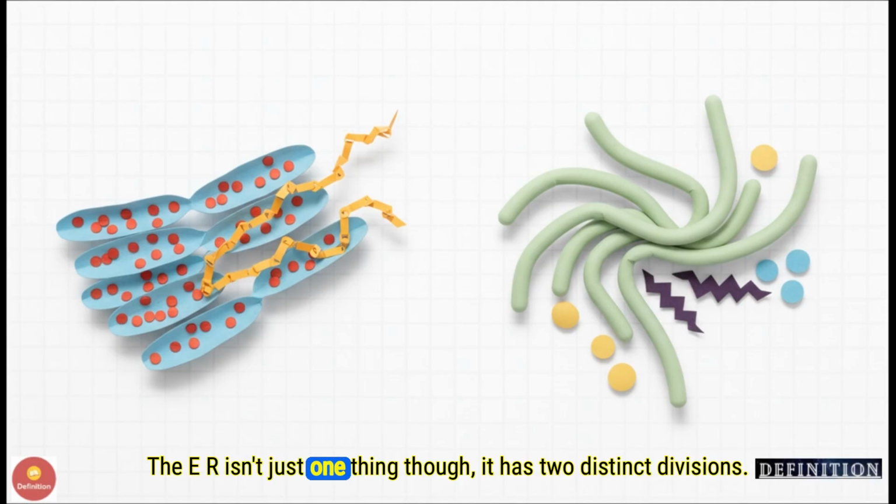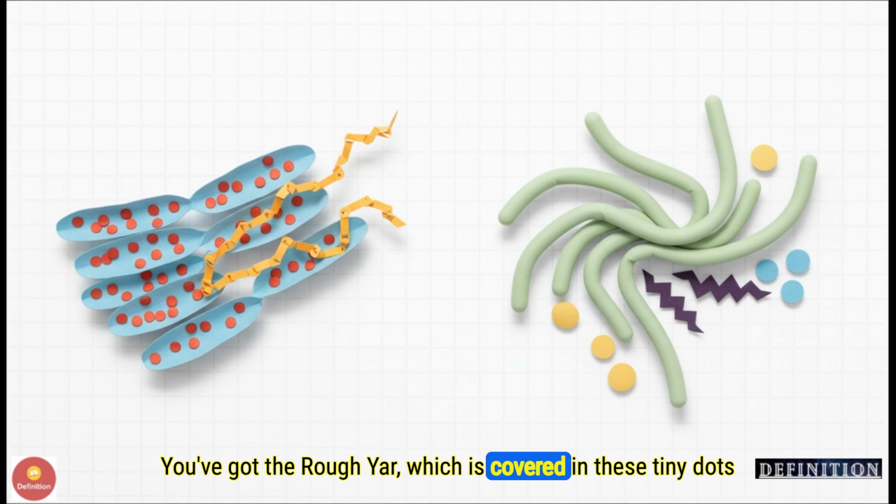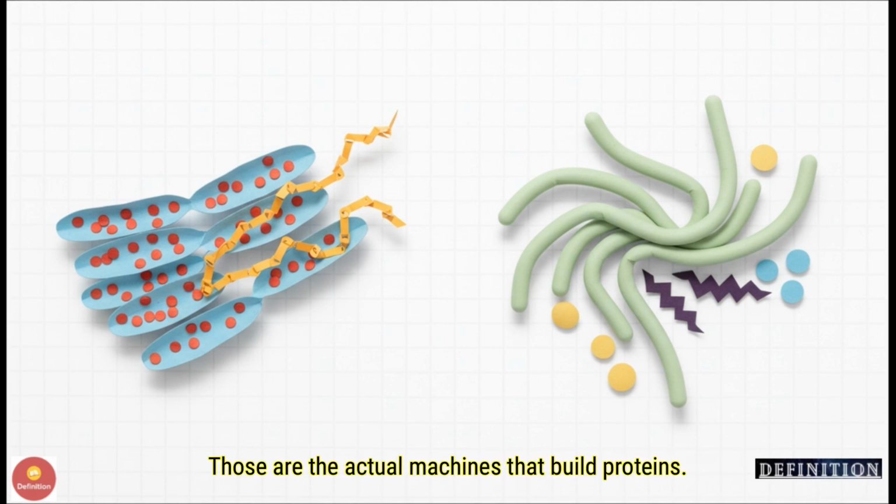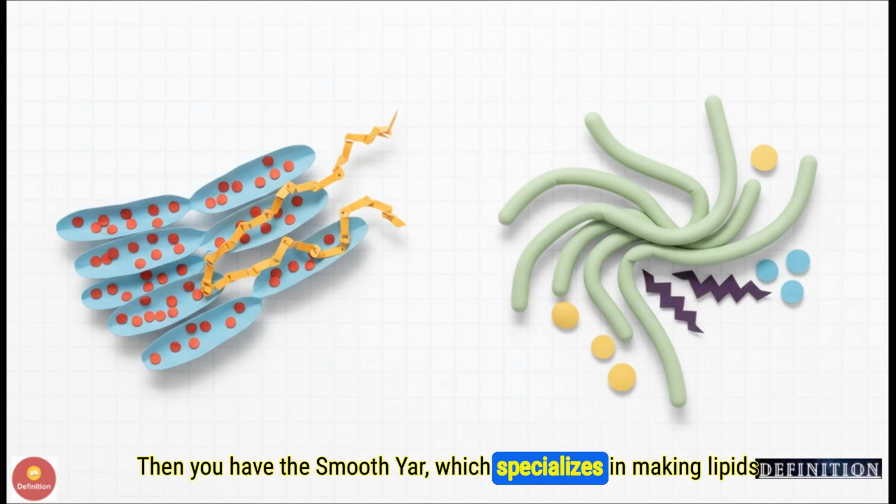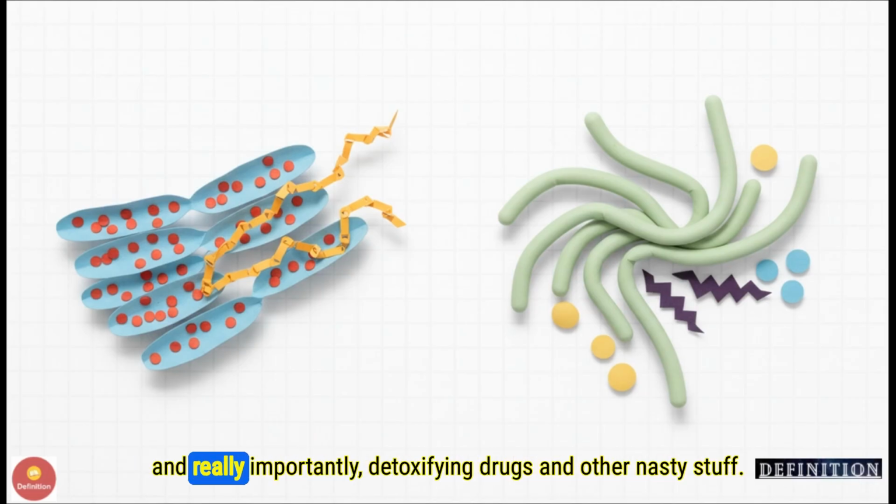The ER isn't just one thing, though. It has 2 distinct divisions. You've got the rough ER, which is covered in these tiny dots called ribosomes. Those are the actual machines that build proteins. Then you have the smooth ER, which specializes in making lipids and, really importantly, detoxifying drugs and other nasty stuff.